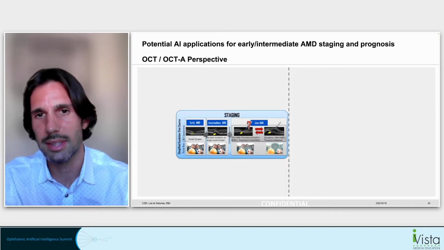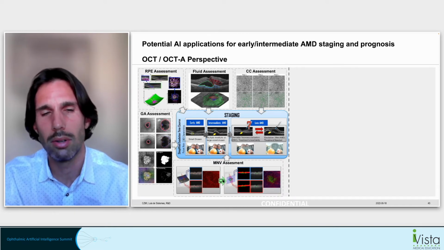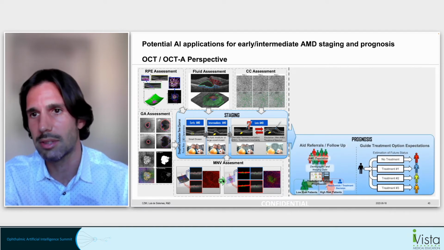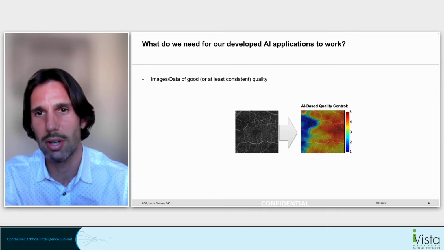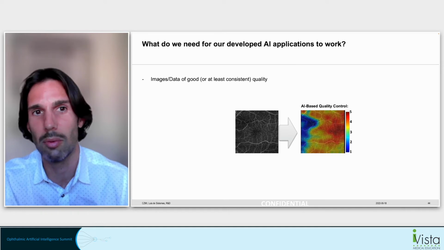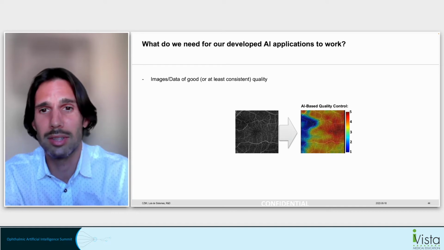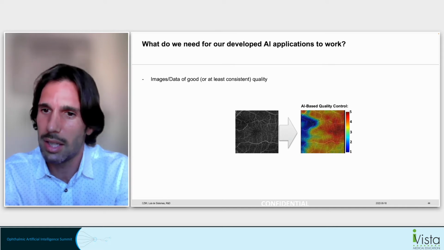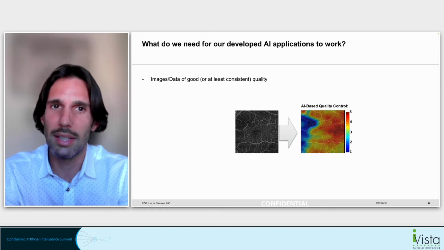So we are currently at a stage where we are developing a lot of different tools for either the staging of disease, and here's an example of AMD staging tools that we are developing, and also for prognosis of disease that can tell us what is the best treatment for each patient and how we're going to treat each of these patients. So there are a lot of different tools that we're developing. And one thing that we have seen in common for all of these tools is that what we need to make them work is data of good quality. So one of the questions is what data is going to work for these tools. We can develop some quality control algorithms, even using artificial intelligence, that will tell us which data is appropriate and which data has enough quality.